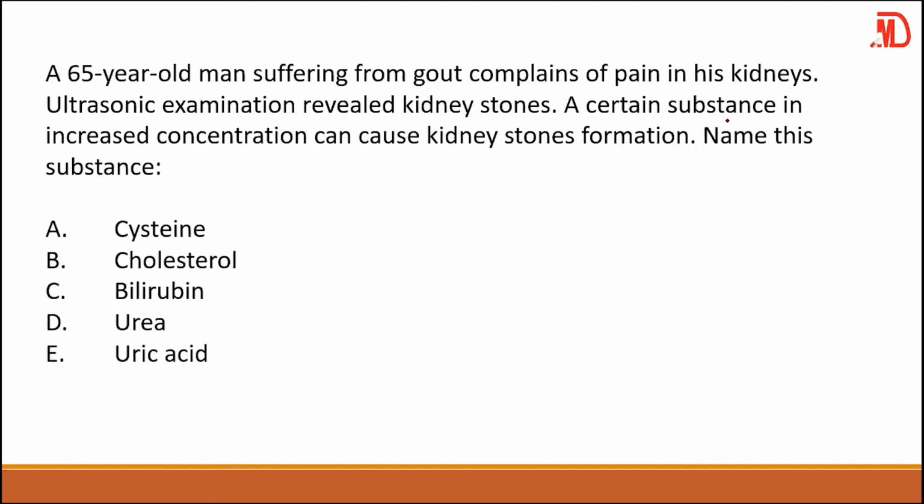A 65-year-old man is suffering from gout. When we say gout, that means there's too much uric acid in the tissue. And usually the best place it occurs is on your big toe. It normally likes that place a lot. But let's look at the question. Now there are pains in his kidneys. Ultrasonographic examination revealed kidney stones. A certain substance in increased concentration can cause kidney stone formation. Name this substance. Of course, like I said, what substance are we looking for over here?